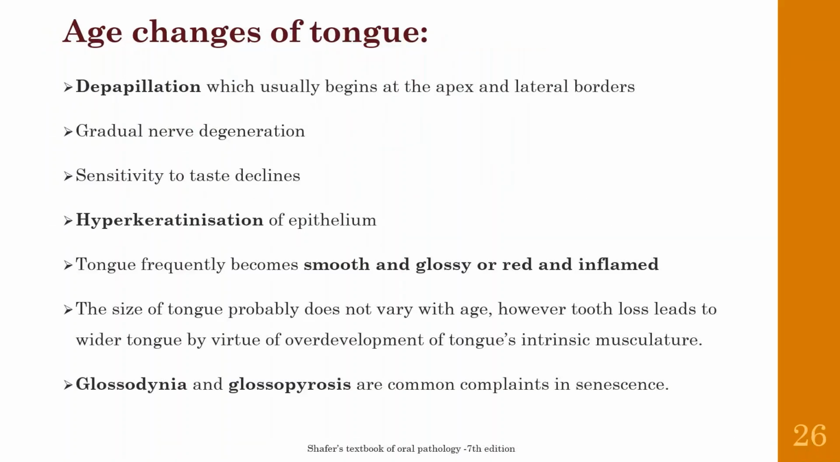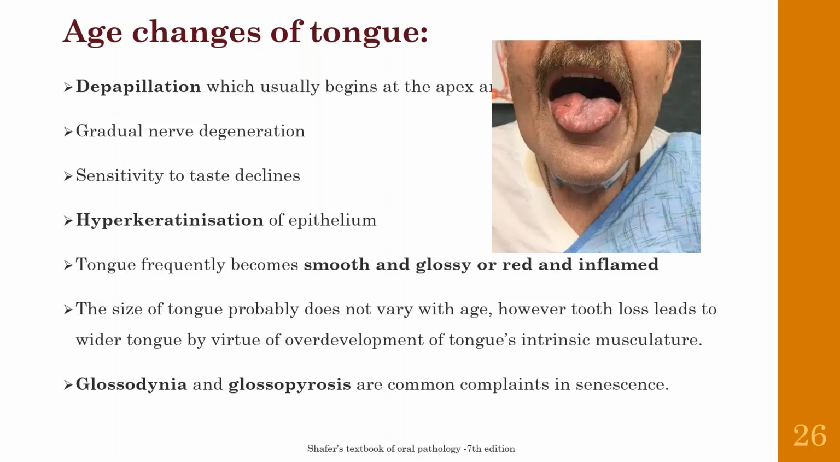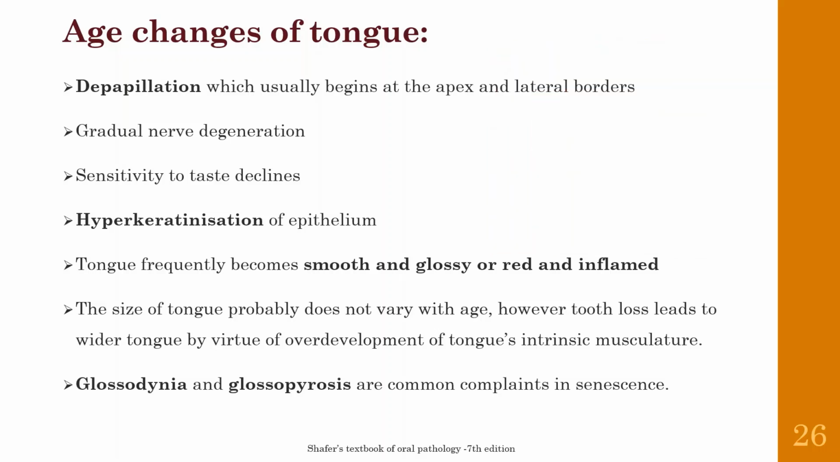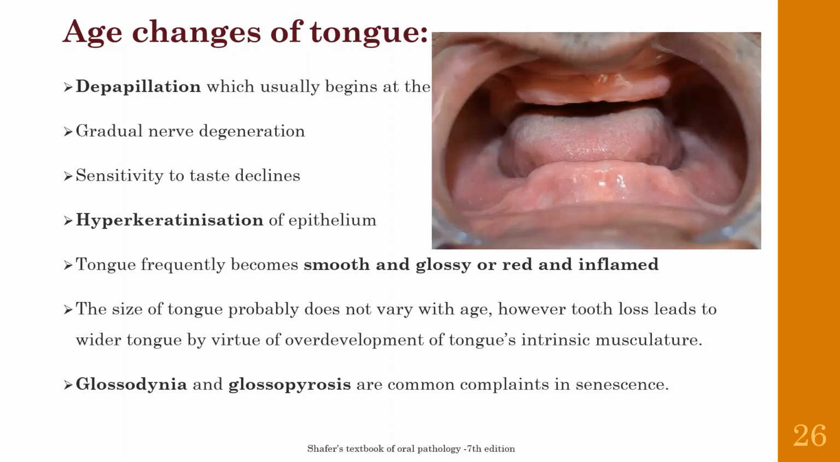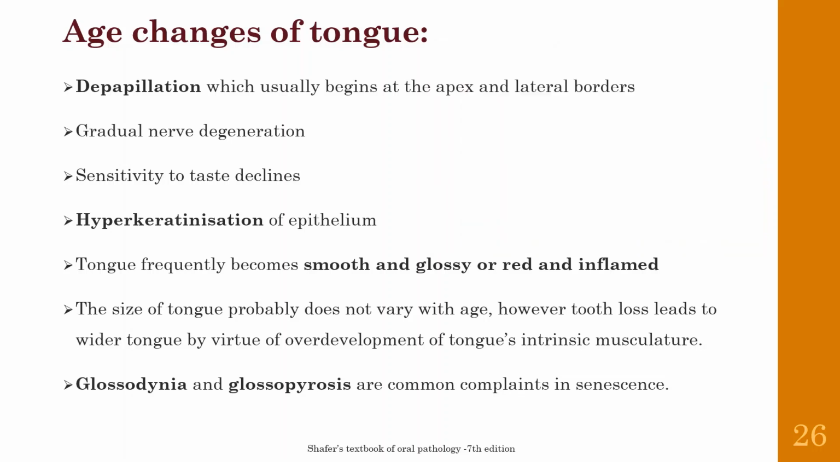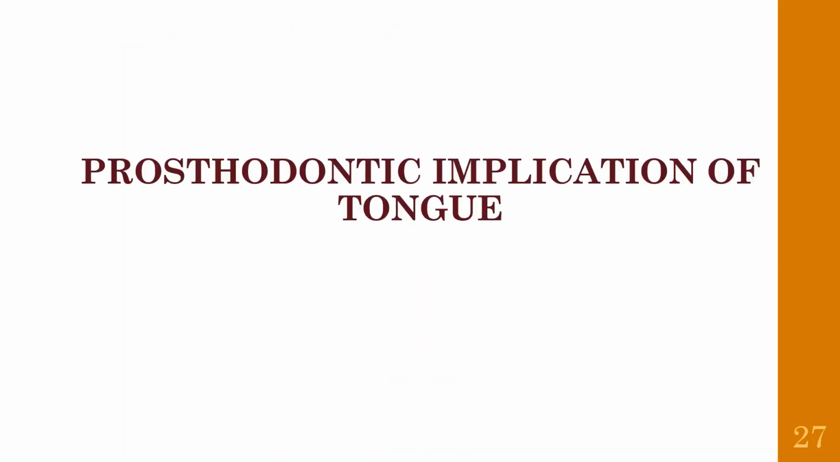Age changes of tongue. Depapillation, which usually begins at the apex and the lateral borders. Gradual nerve degeneration. Sensitivity to taste declines. Hyperkeratinization of epithelium. The tongue frequently becomes smooth and glossy or red and inflamed. The size of the tongue probably does not vary with age. However, tooth loss leads to a wider tongue by virtue of overdevelopment of the tongue's intrinsic musculature. Glossodynia and glossopyrosis are common complaints in senescence.